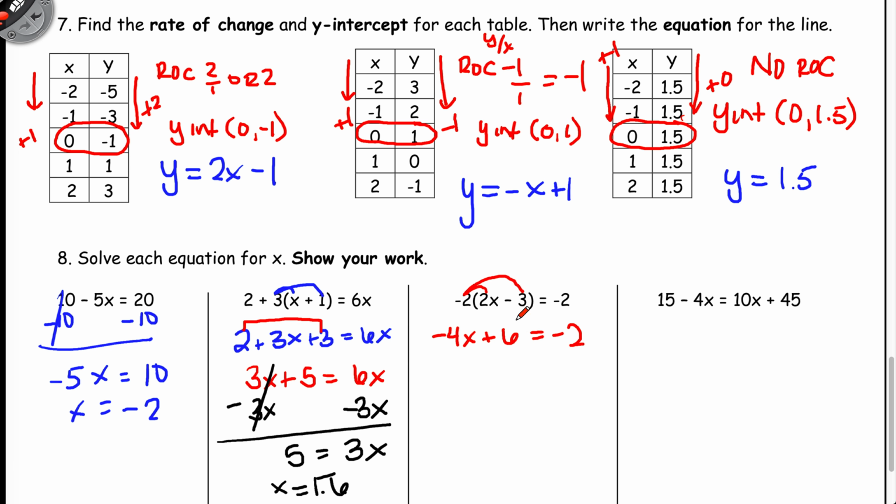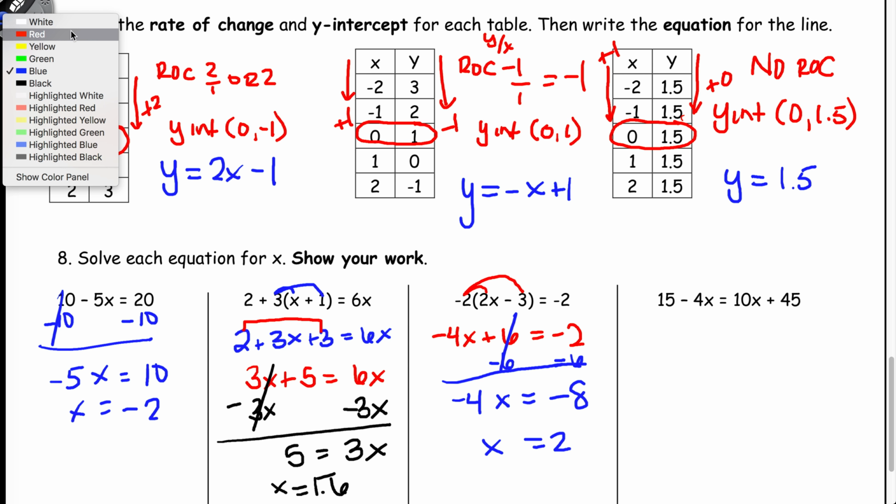First thing you want to do is move that 6. Well, what's the opposite of adding 6? It's going to be subtracting 6. So I'm going to subtract 6 from both sides. These cancel. Bring down the negative 4x equals negative 2 minus 6. They're both negative, so I'm actually going to add, and I get negative 8. All right, negative 4 times what would give me a negative 8? X would have to be positive 2.